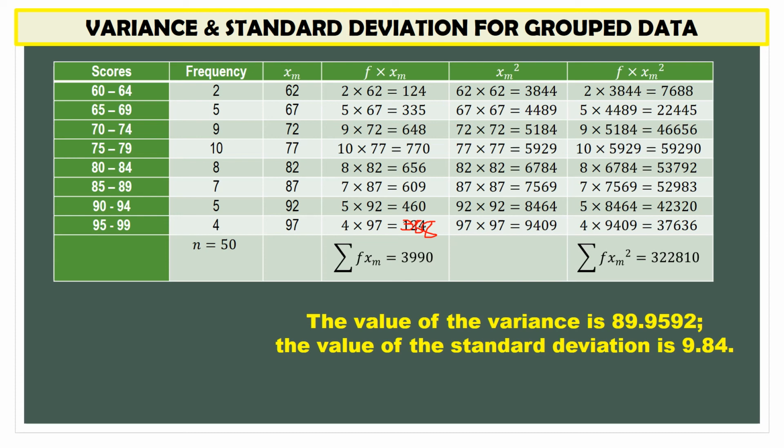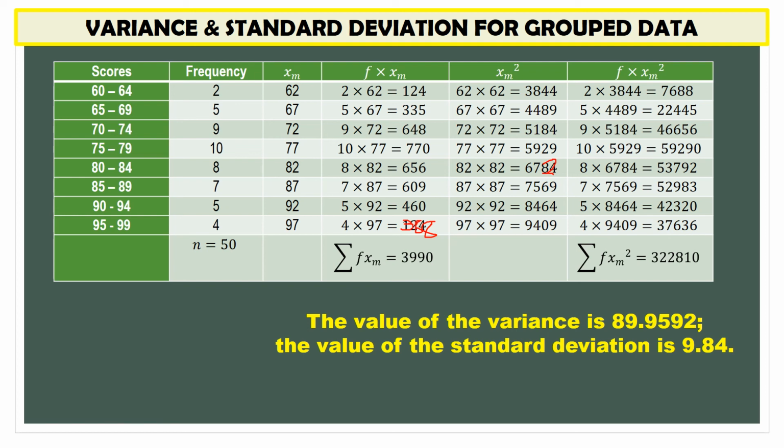So, 62 times 62 is 3844. 67 times 67 is 4489. Then 72 times 72 is 5184. 77 times 77 is 5929. 82 times 82 is 6724. Oh, I'm sorry, that's 24. You can check it in your module. 87 times 87 is 7569. 92 times 92 is 8464. And 97 times 97 is 9409.